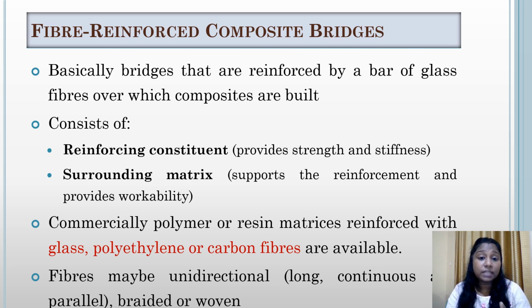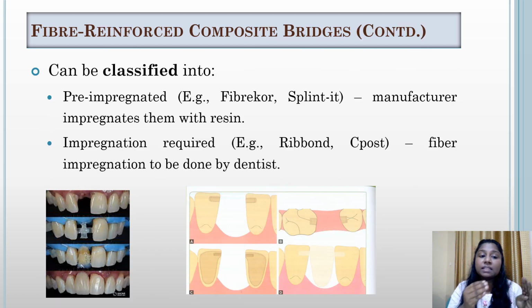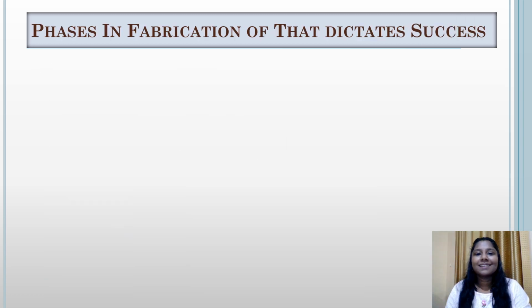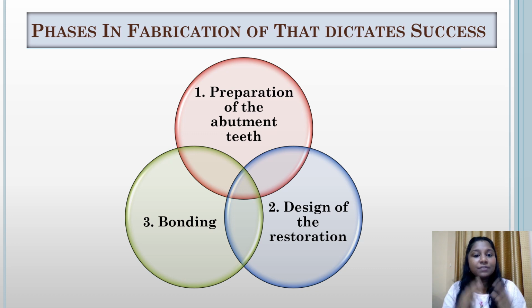They can be of two types actually. They are either pre-impregnated ones, or impregnation-required types. So before we move on to the step-by-step process of how resin-bonded bridges are made, I want you all to keep in mind these three things, the different phases that dictate the success of the fabrication of FPDs. These include 1, the preparation of the abutment teeth; 2, the design of the restoration; and finally 3, the bonding protocol that we are going to follow.